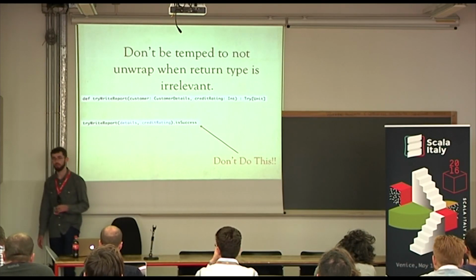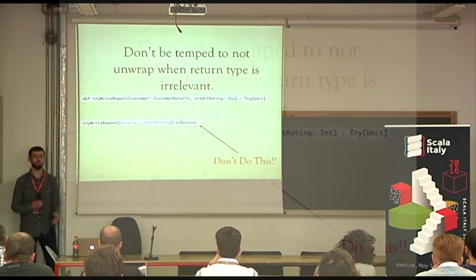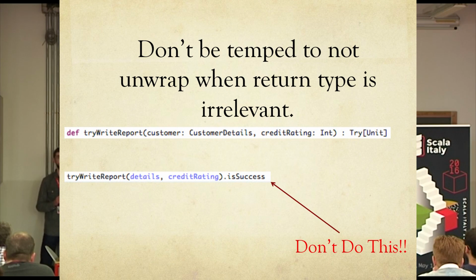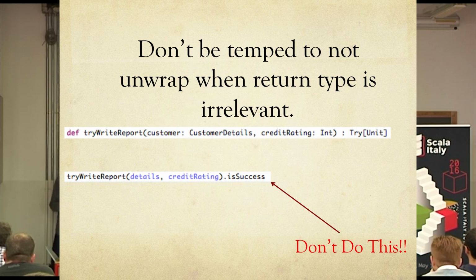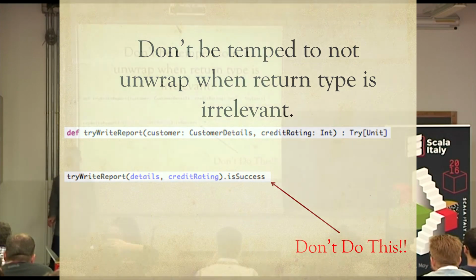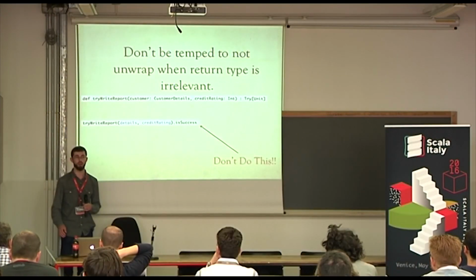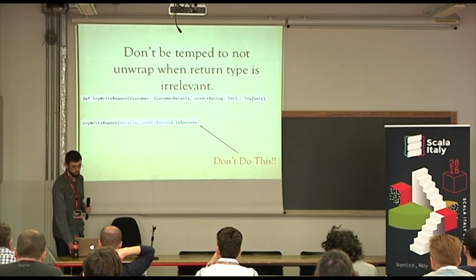So here's an example of how you can do this. You've got a lot of functions which don't return anything meaningful. So if you're writing a file, you don't necessarily care what you're getting back. And you might be tempted to just check if it was successful and then move on. But in that case, your exception will silently be swallowed and you'll have nothing in your logs to find out what went wrong.